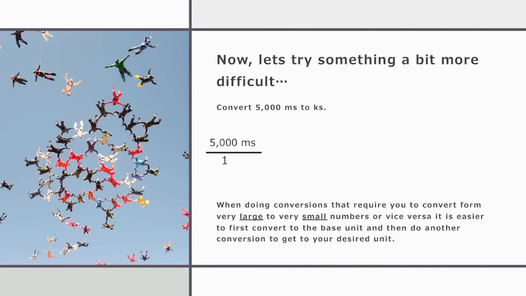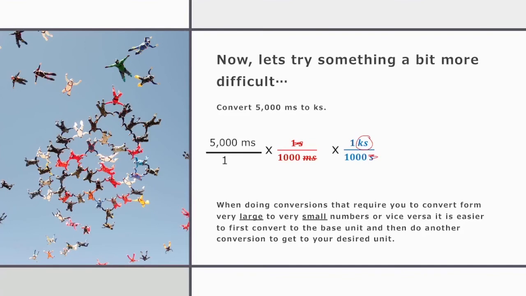And milli means 1,000. So we know that there are 1,000 milliseconds in 1 second. And I'm going to set that up so that milliseconds cancels out. And now I'm in seconds. And I know that kilo means 1,000. So I know that there have to be 1,000 seconds in a kilosecond. And I set that up so that seconds cancels out. And now I've finally made it to kiloseconds. Okay, so there's my unit.